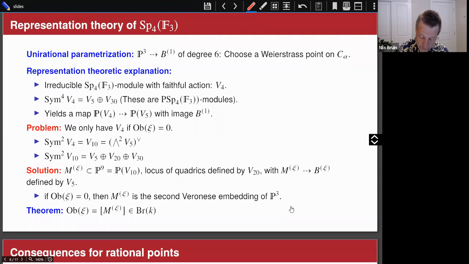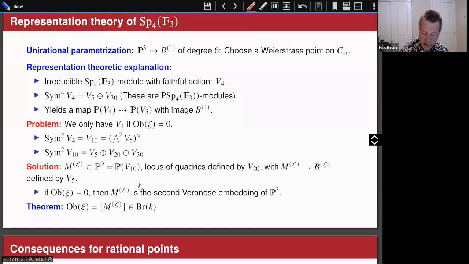Okay, so the second symmetric square gives us this 10-dimensional space, and if we take its symmetric square, we're obviously going to recover everything that we got from the fourth symmetric square of V4 originally, but we get a little bit of extra as well. We get this V20, and if you look at what that is, those are basically the quadratic equations that define the locus of the second Veronese embedding.